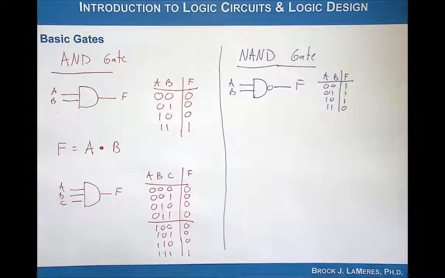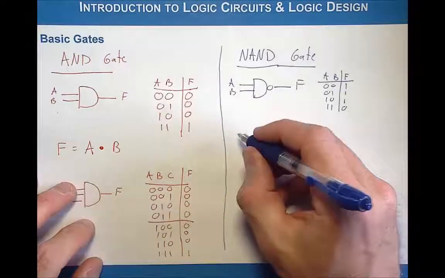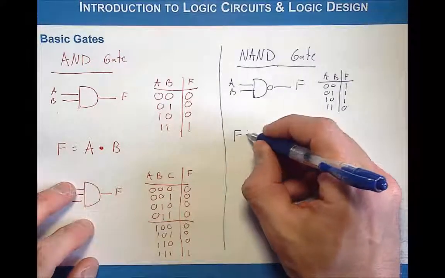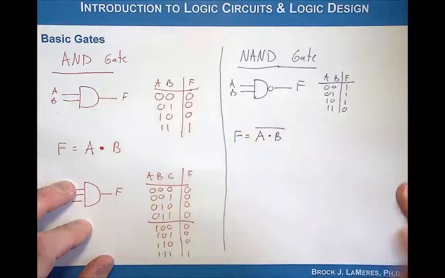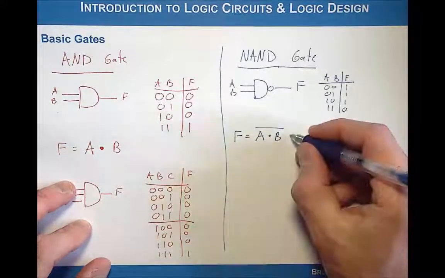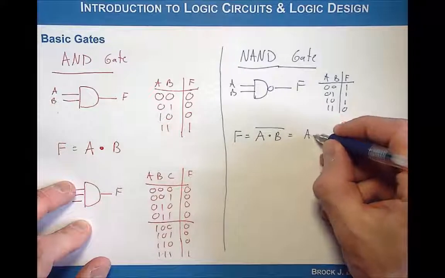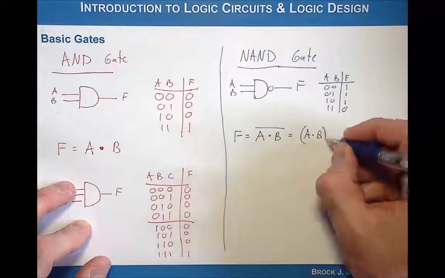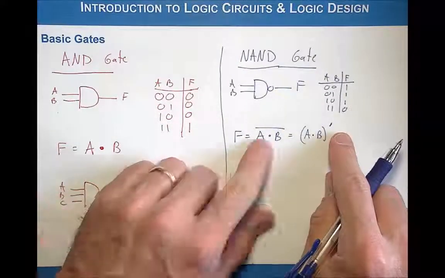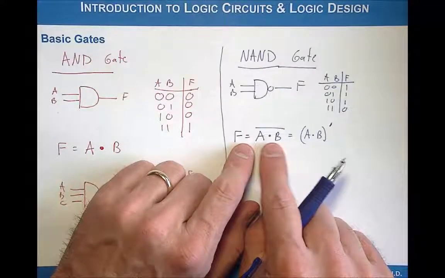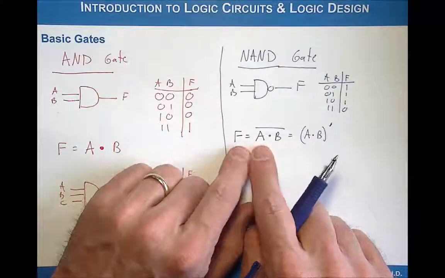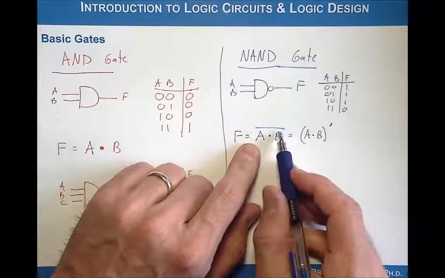Now, when I draw the logic expression for that, I have to be a little bit careful. So I say F is equal to A ANDed with B NOTed. We could also put A ANDed with B in parentheses and put the NOT operation after that. But the order of precedence is that the AND underneath goes first, so the inversion takes place on the other one.